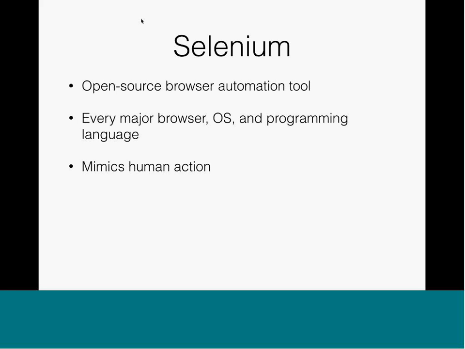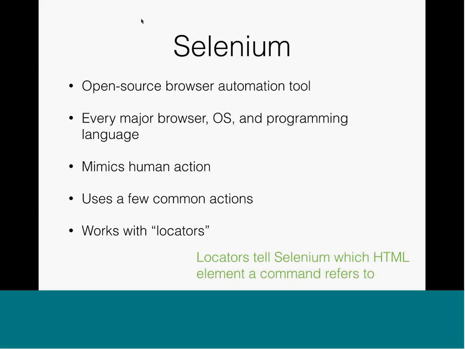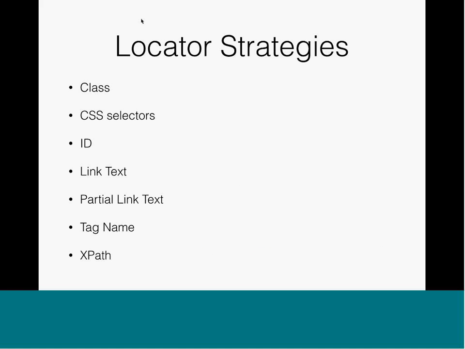That's the main focus, the main strategy, and that's fundamentally the perspective that you need to have when using the tool. And it uses a few common actions, which I'll cover in just a slide or two. And it works with locators. And locators are what tell Selenium which HTML element on the page a specific command you're using refers to. And so there are different strategies, is what they're referred to in the documentation. All these 7 here: class, selectors, IDs, et cetera.